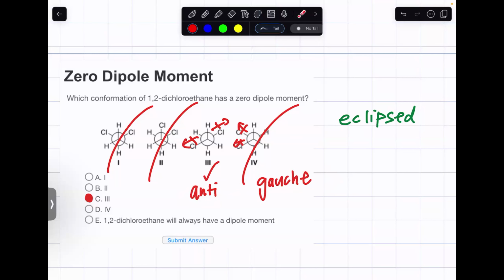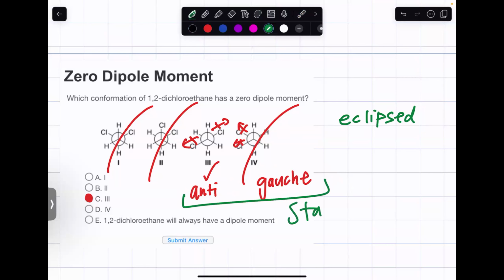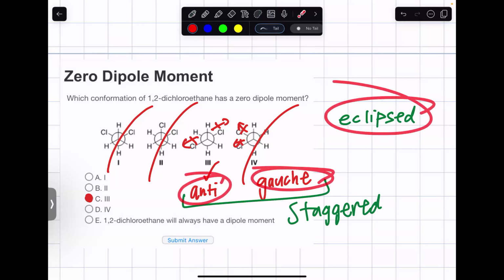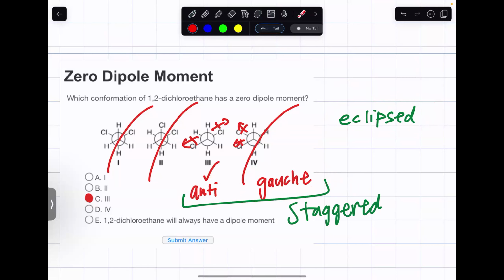It's actually the S. And rhymes with dagger. Stagger. Staggered, yeah, staggered. But there are two types of staggered, gauche and anti. But eclipsed, there's no name for a specific eclipsed. There's just specific staggered. Yeah, staggered and eclipsed.